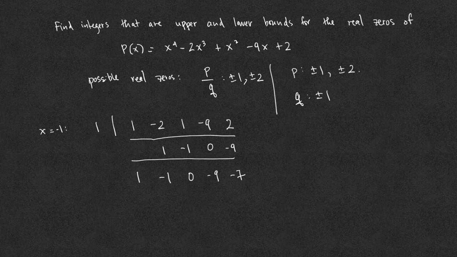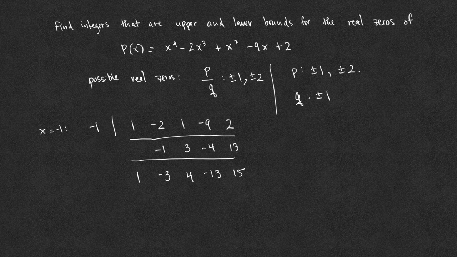Bring down 1. 1 times negative 1 is negative 1. And then negative 1 plus negative 2 is negative 3. Negative 3 times negative 1 is positive 3. 1 plus 3 is 4. 4 times negative 1 is negative 4. Negative 4 plus negative 9 is negative 13. Negative 13 times negative 1 is positive 13. And then 2 plus 13 is 15.